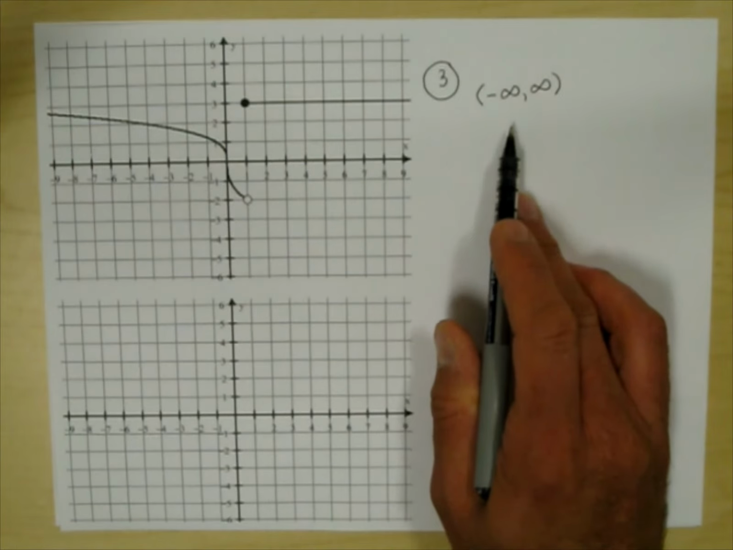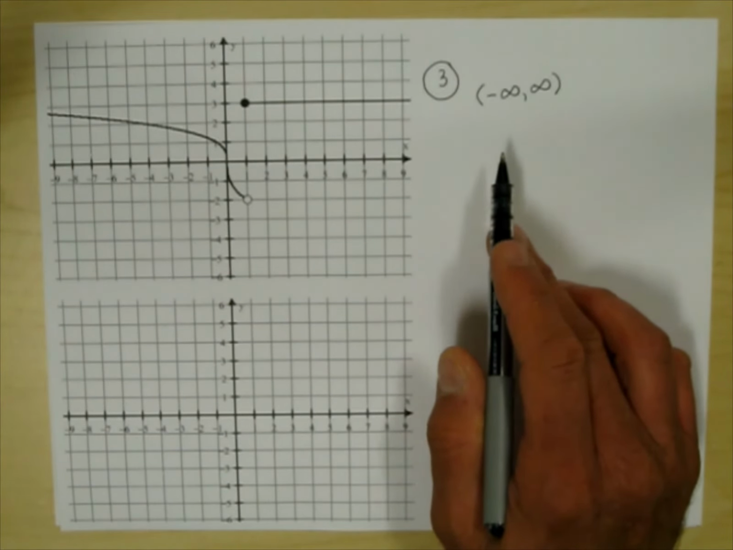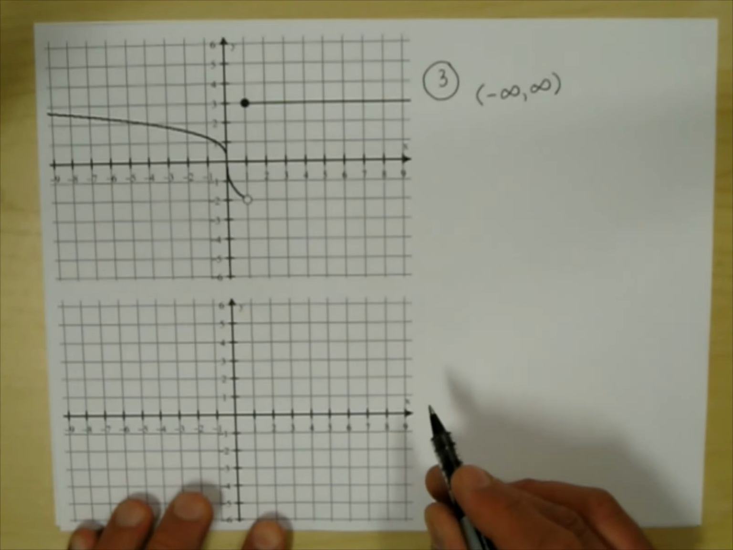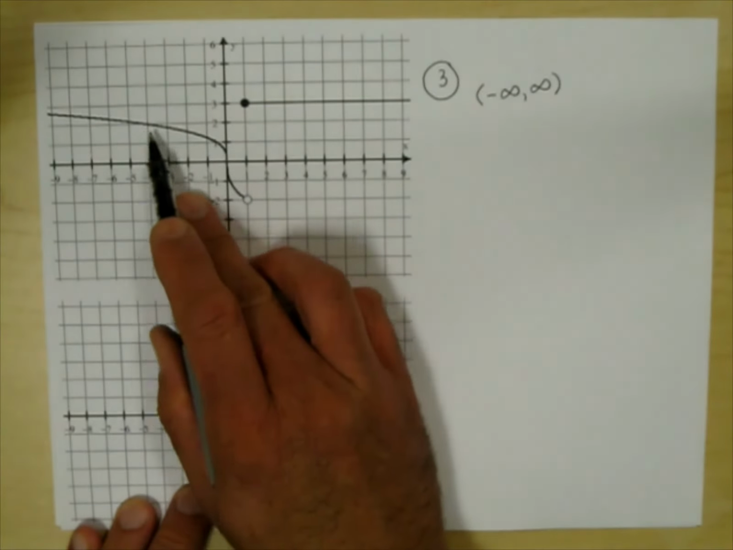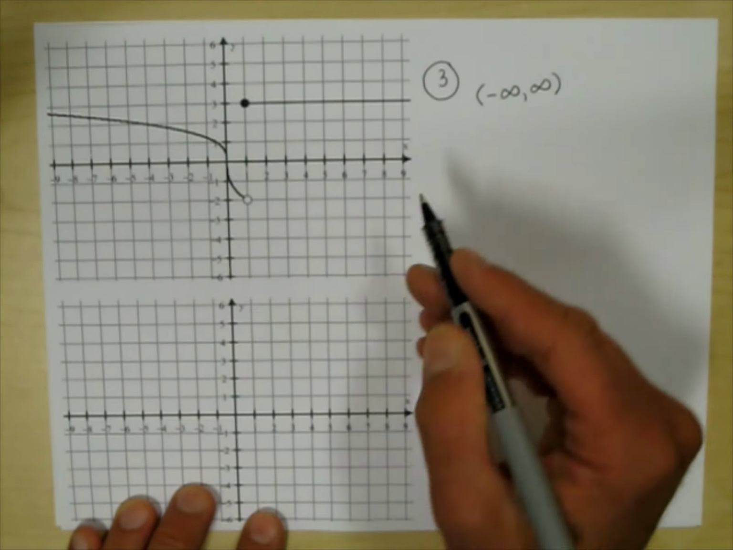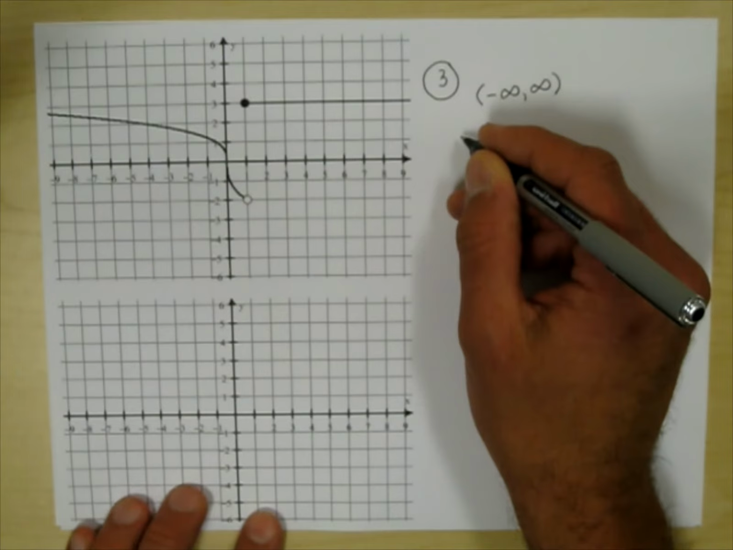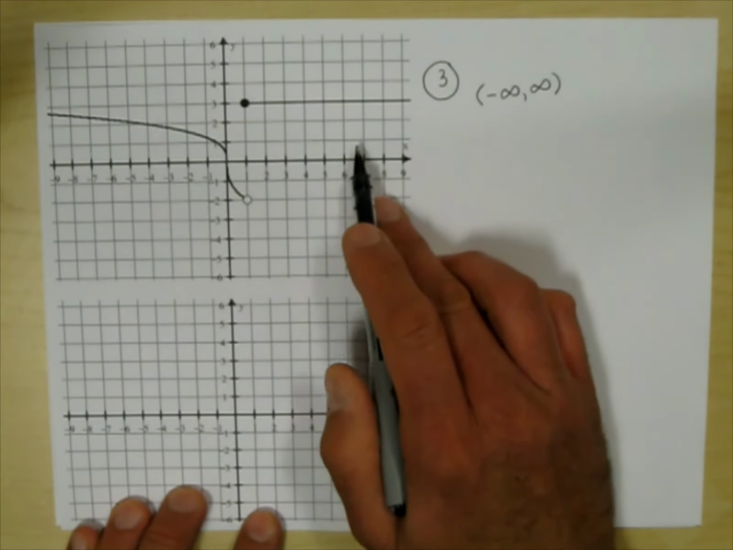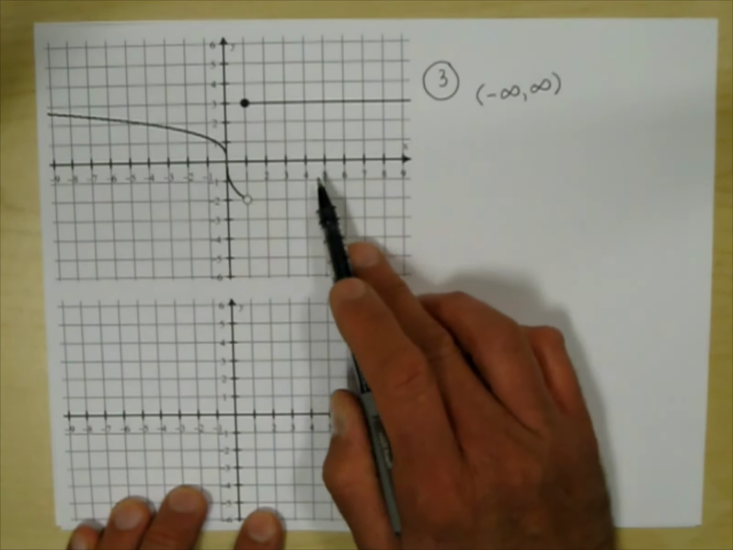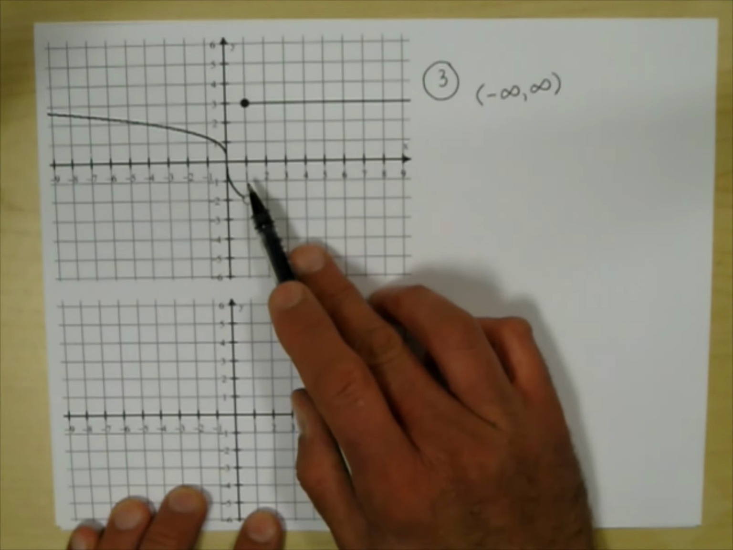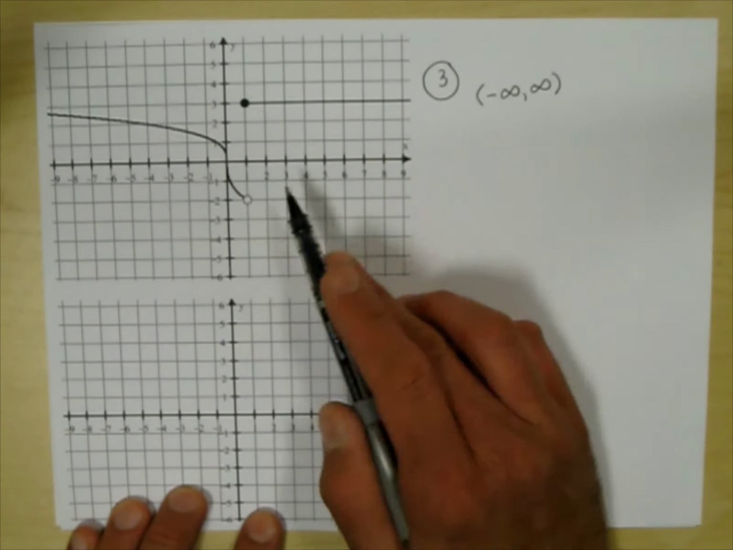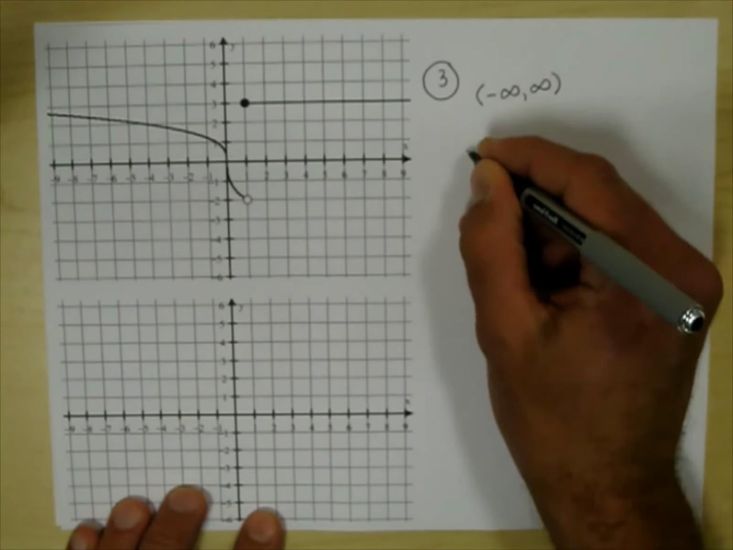Do we see anything that, well, first of all, let's talk about maybe continuity. Is this graph continuous? Well, the deal is, it's not continuous at one point, one x value. It's not continuous at x equals 1. So we're going to say f is not continuous at 1.